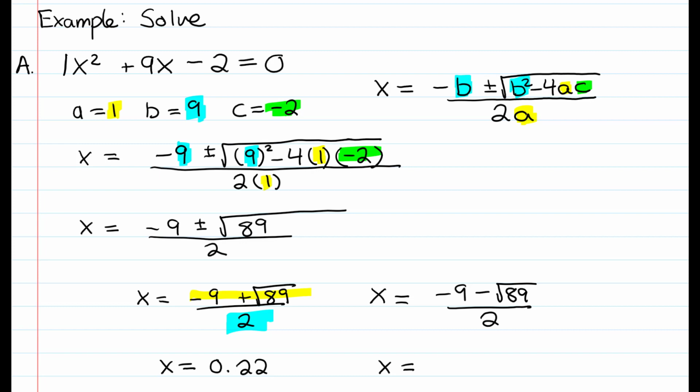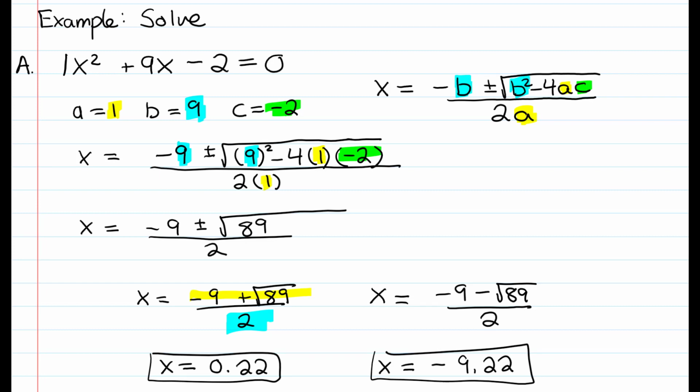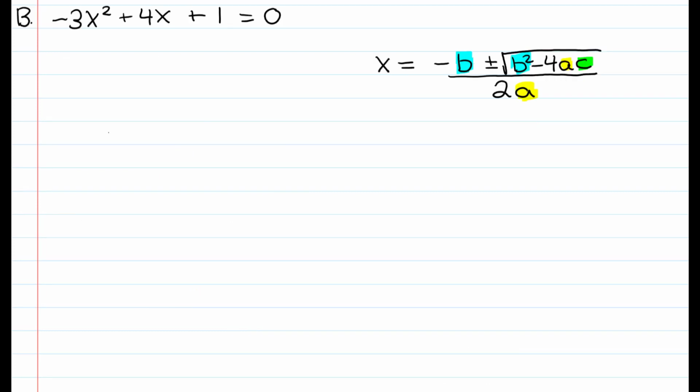We can do the same thing with the second one. We first put a bracket around the whole top, so negative 9 minus root 89 divided by 2. And that would be approximately negative 9.22. We can check this answer by plugging it into our original equation and checking that it's pretty close to 0. So if I went 0.22 squared plus 9 times 0.22 minus 2, I get a number that's very close to 0, so that shows me that my answer is probably correct.